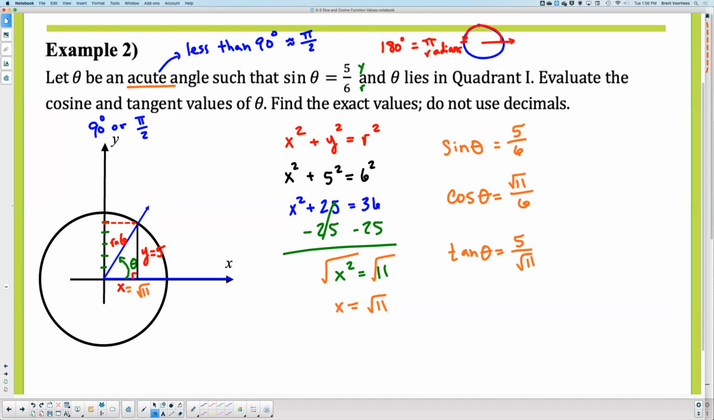Now, can I leave it that way? No, you can't leave a square root in the denominator. So what do I do with it? You multiply it by a weird looking 1. And so it becomes 5 square root 11, all divided by 11. There would be your answers. That's what it means by find the exact values. Do not use decimals.